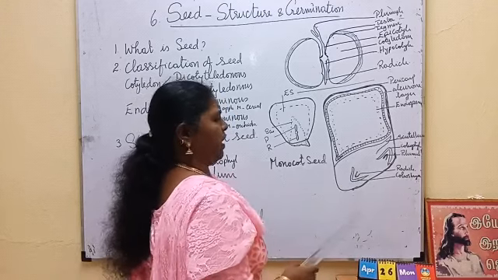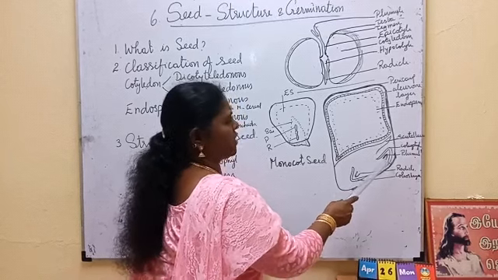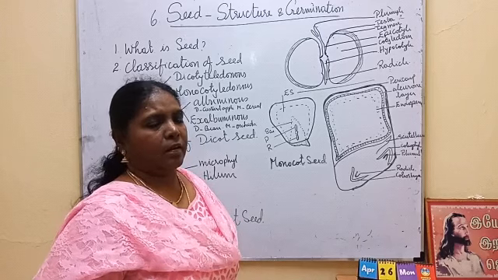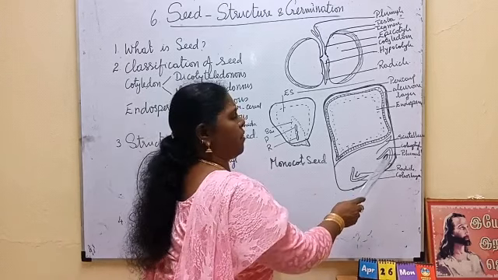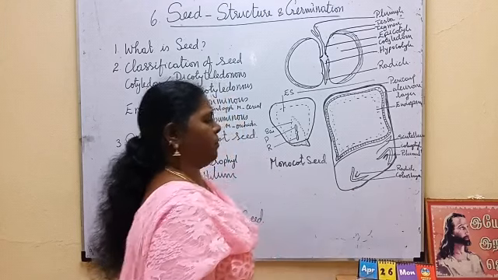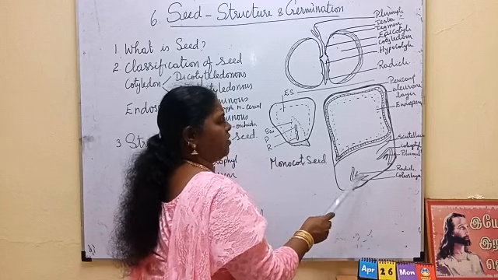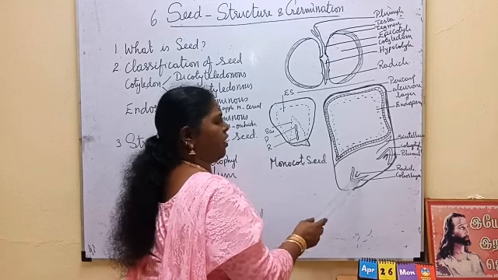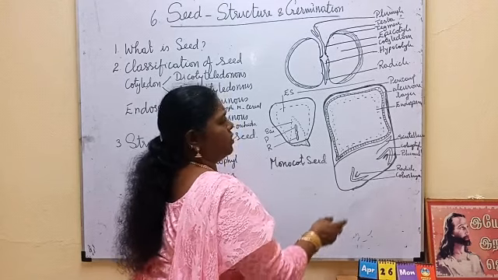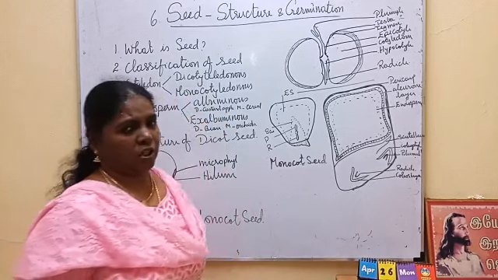The scutellum contains two regions. One is the coleoptile, which covers the plumule. The plumule develops into the shoot, but it is covered by a sheath called the coleoptile, the shoot sheath. And the coleorhiza is a root sheath which covers the radicle. So the coleoptile is the shoot sheath, and the coleorhiza is the root sheath.